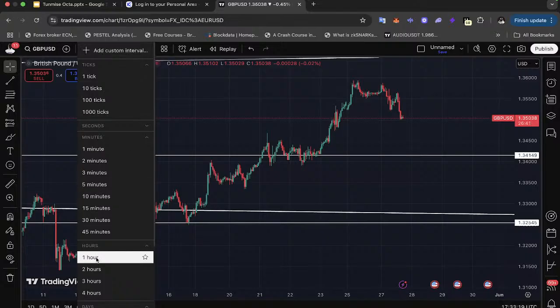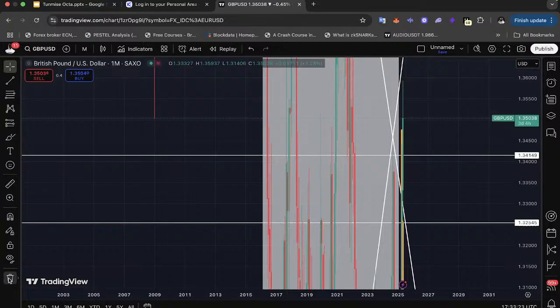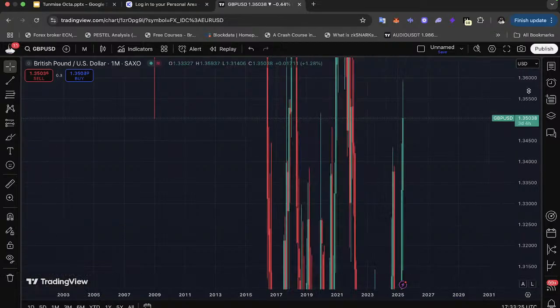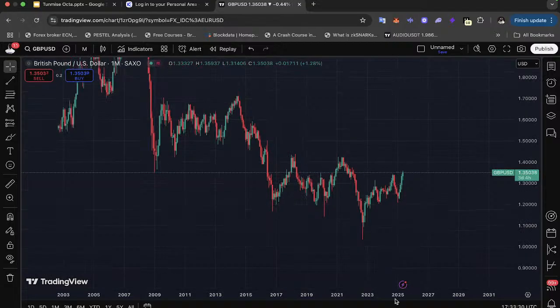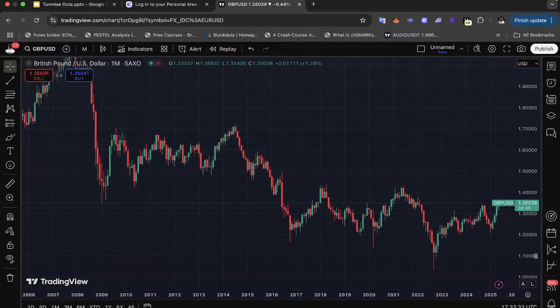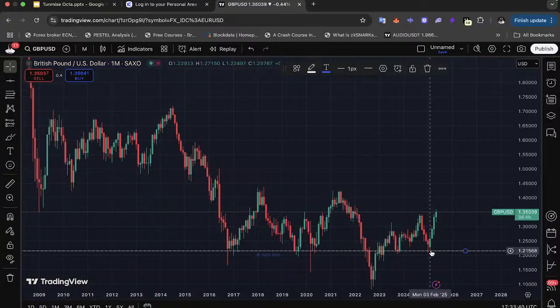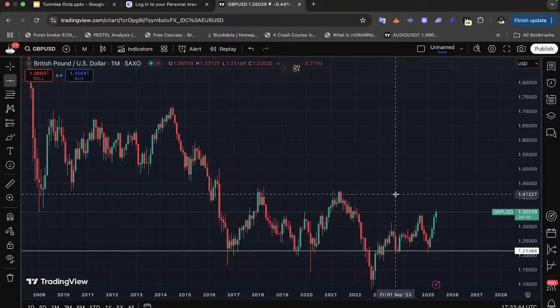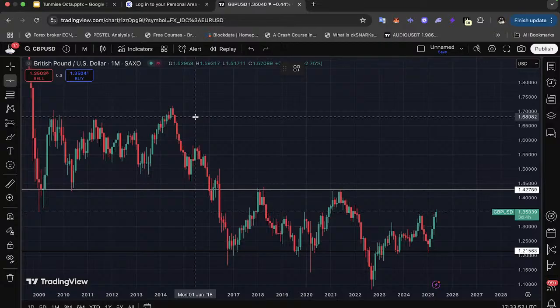Okay, so here we go to the monthly time frame. All right, I'll do a quick run through the market. So we have this year, so I'm mapping out levels of support and resistance, which is very, very important when it comes to understanding the market structure.